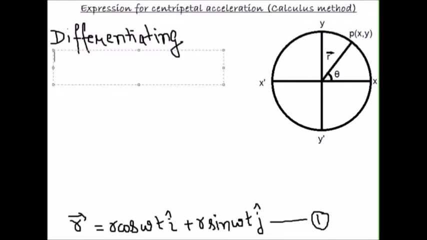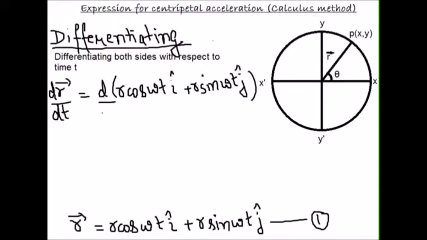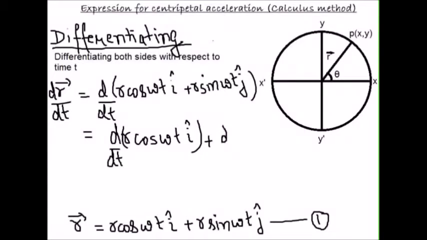Now let's differentiate both sides of equation 1 with respect to time. We will get dr vector by dt equals d of r cos omega t i cap plus r sin omega t j cap by dt. This gives d of r cos omega t i cap by dt plus d of r sin omega t j cap by dt. Further, taking r as constant here, we get this equation.